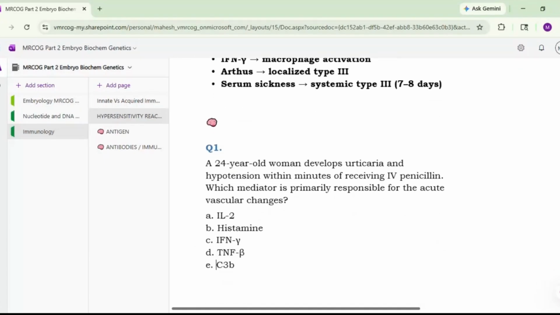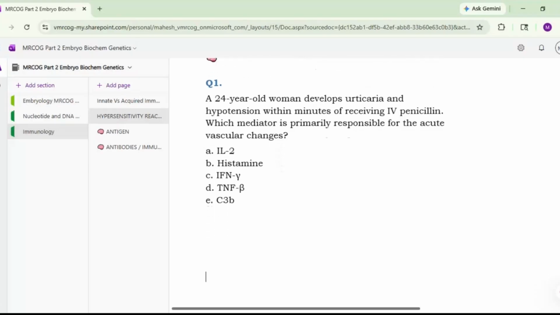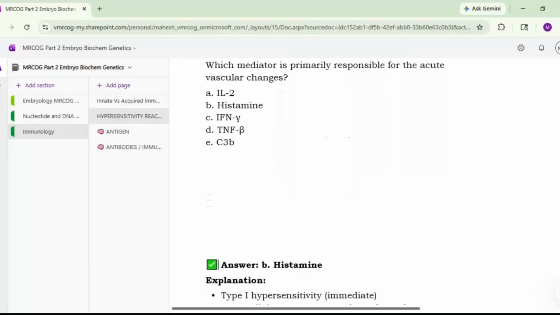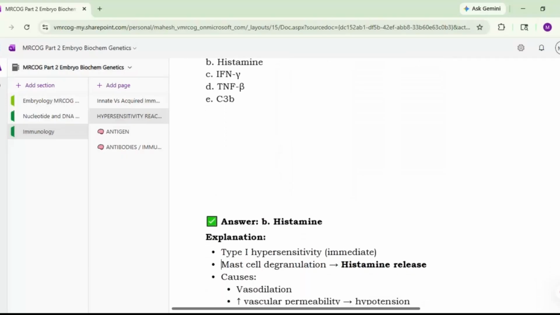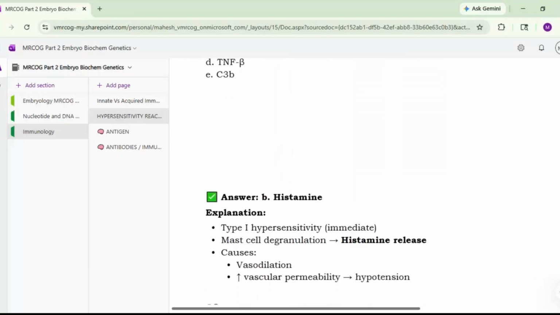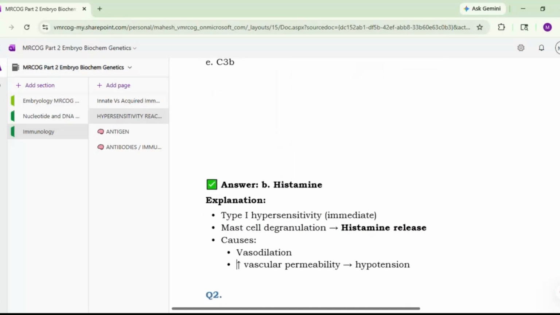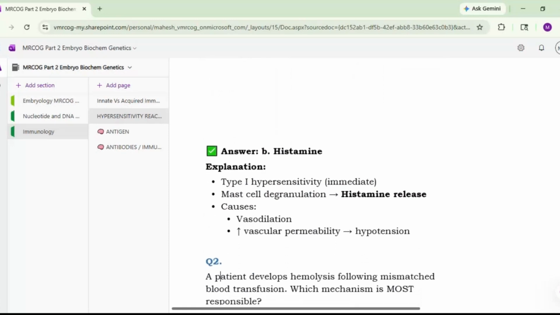Yes, sir. A 24-year-old woman develops urticaria and hypotension within minutes of receiving IV penicillin. Which mediator is primarily responsible for the acute vascular changes? Sir, option B, histamine. Yes, type 1 here it is responsible. It is histamine, type 1 hypersensitivity, mast cell degranulation, histamine release, and causes vasodilation and increased vascular permeability leading to hypotension.